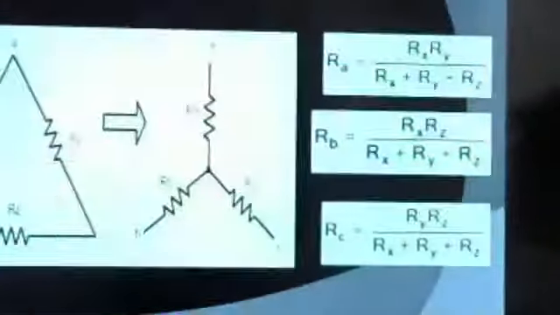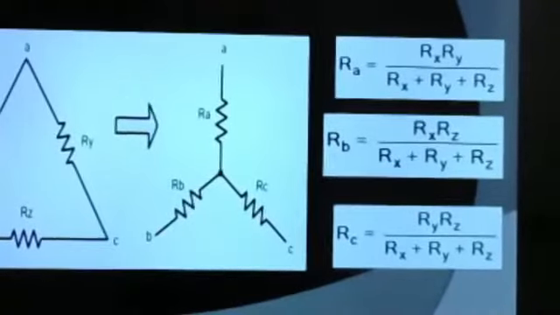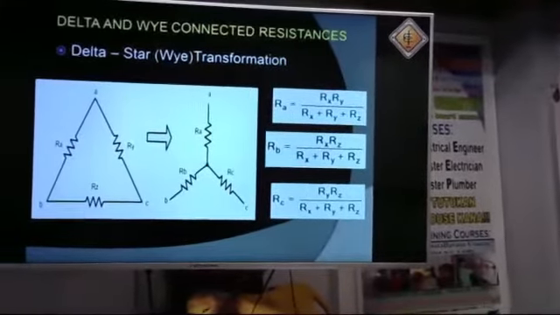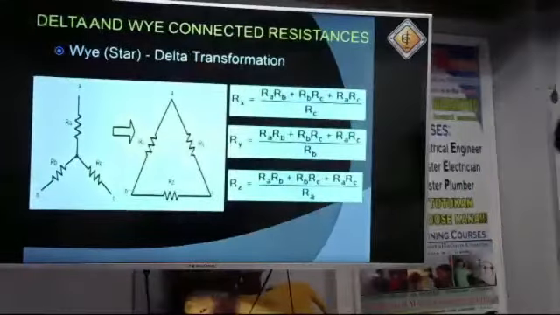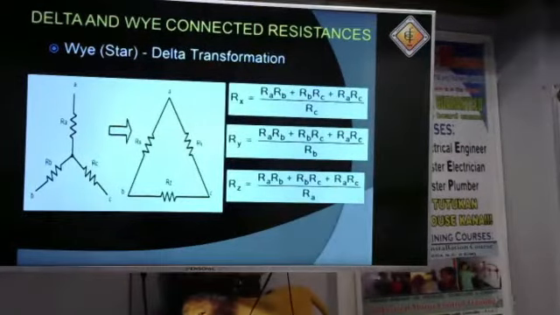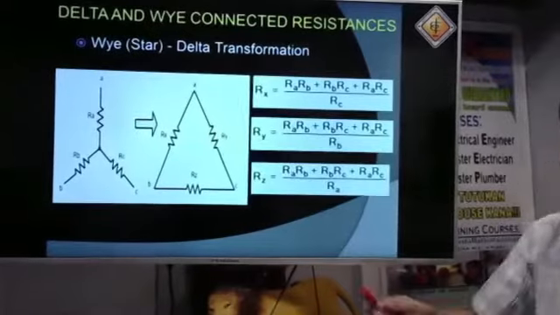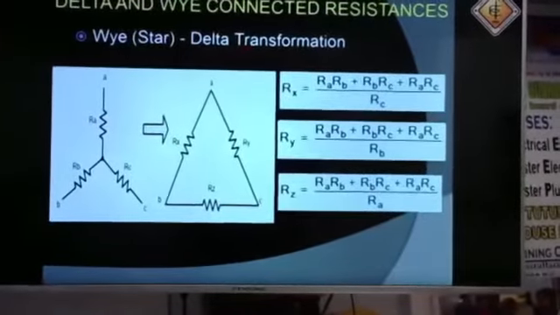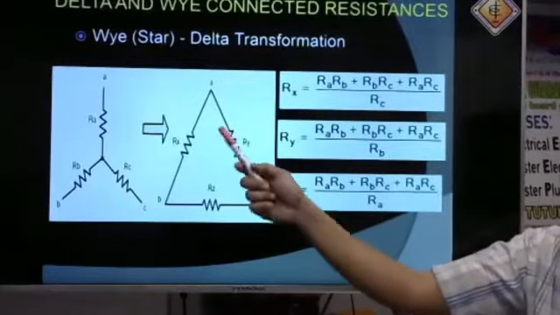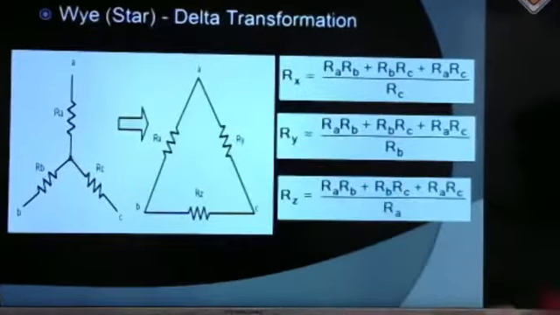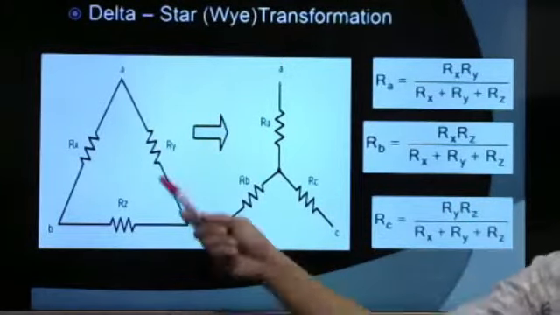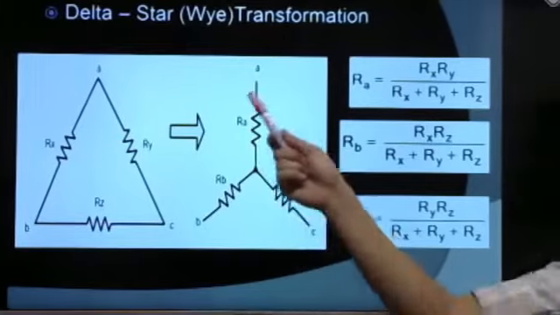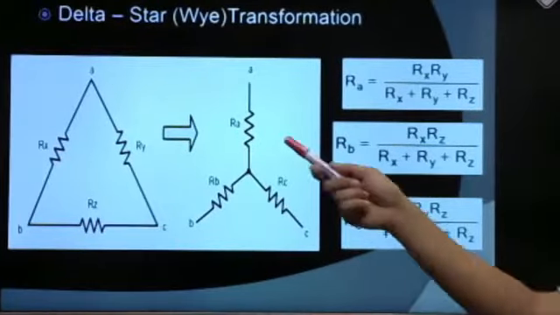Then let's say we have a transformation. Earlier we have a Y going to delta transformation, meaning we're given here our Y system, then we are going to convert it into delta. And now we have here delta to star, or delta to Y. So the given is in delta, and then what are the equivalent resistors in Y?